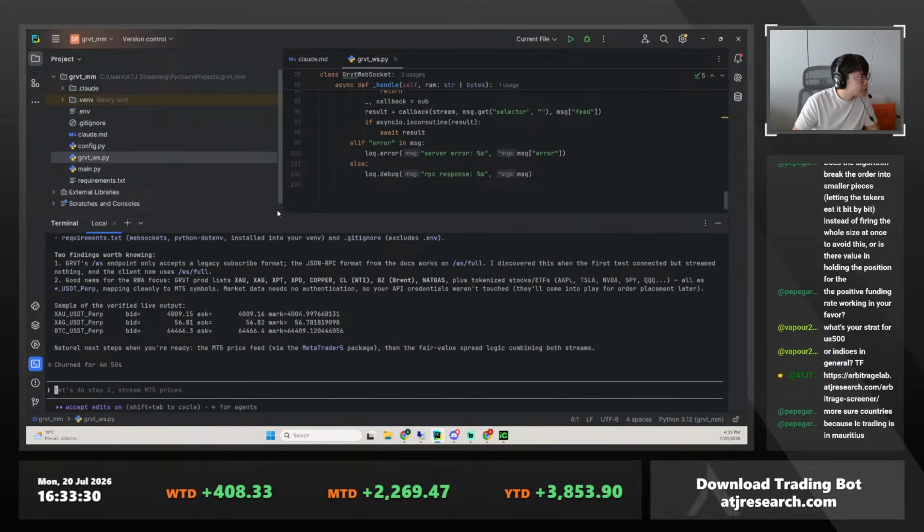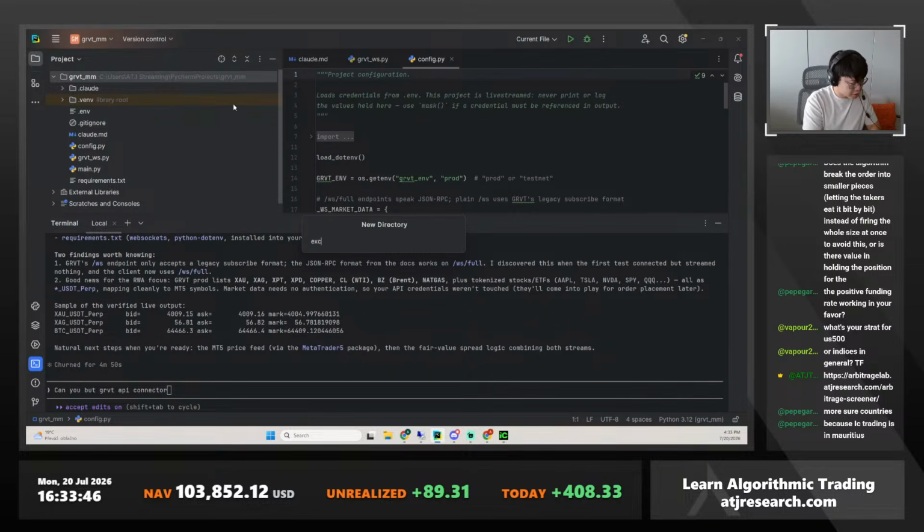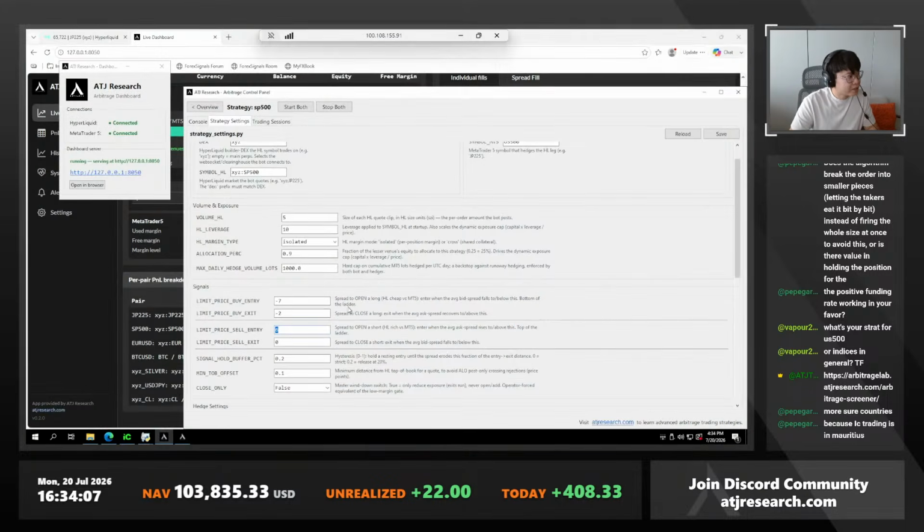Okay, so it looks like it works here. So can you put Gravity API connector? I'm going to create a folder called Exchange Connectors, which is the same as with the Hyperliquid. Right now, I'm doing a separate project because I don't want to be confused with other files with Hyperliquid MT5. Once this is done, I will import this project into my Hyperliquid project where we can try to implement the logic into my control panel, dashboards, and so on.